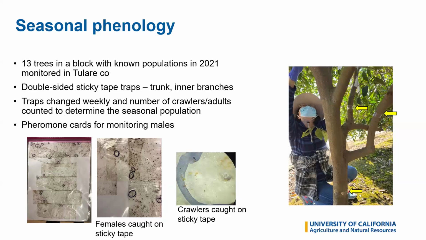So we started monitoring 13 trees in a block that we knew had infestation in 2021 because we wanted to know how mealybugs were moving. We started with double sticky tapes. We wrapped the inner branches and trunk with double sticky tape. As you can see in the photo over here, at the arrowheads are double sticky tape. And then we also placed cards and pheromone lure to attract males in this block and changed those weekly.